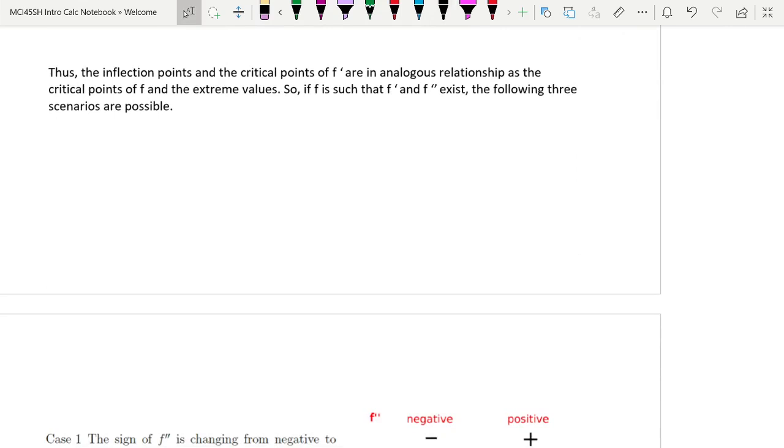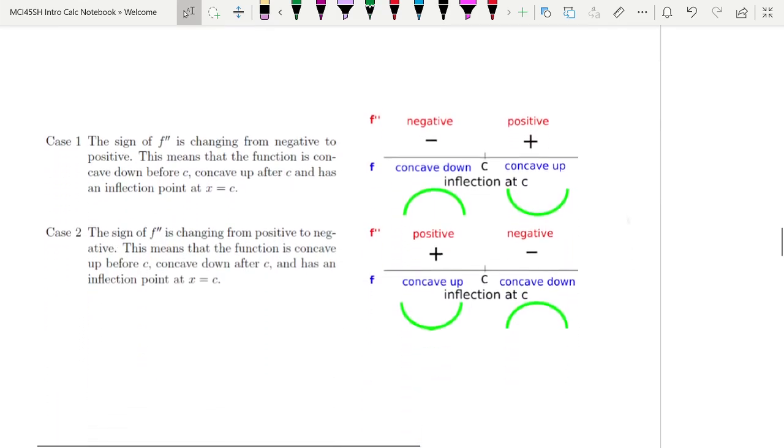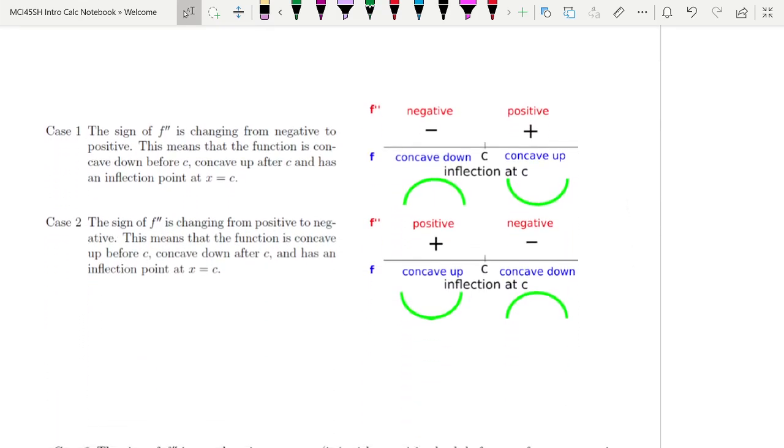There's three different possible ways. If you have an inflection point, there's three cases that could happen. Okay, if the inflection point is point C, and on the left of C you're negative, and on the right of C you're positive, you're going from concave down to concave up. In other words, something like this, where that's C.